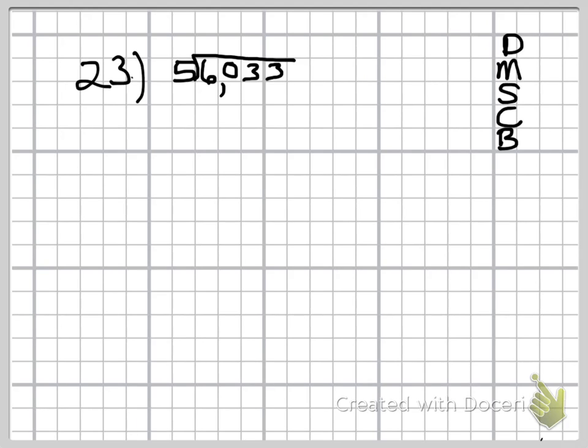So divide, multiply, subtract, compare, and then I bring down. I start with 5. So how many times does 5 go into 6? Well, it goes in one time. I'm starting with the largest place value, my thousands. 5 goes into 6 one time.